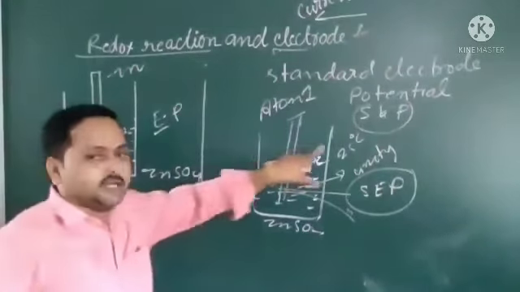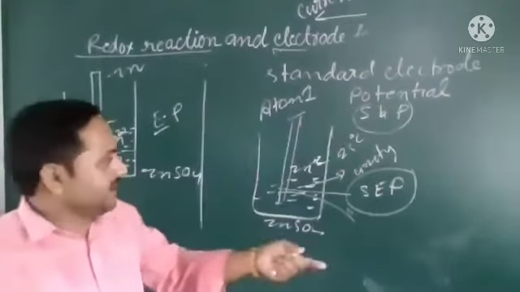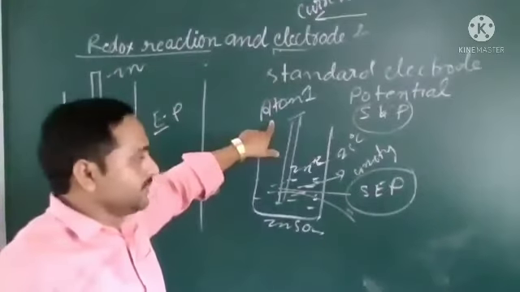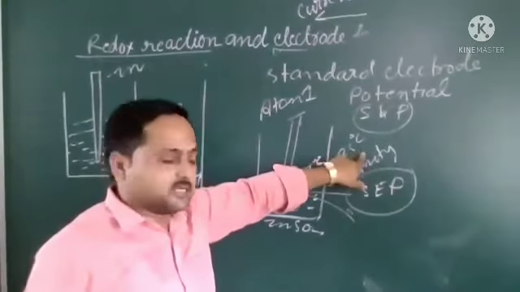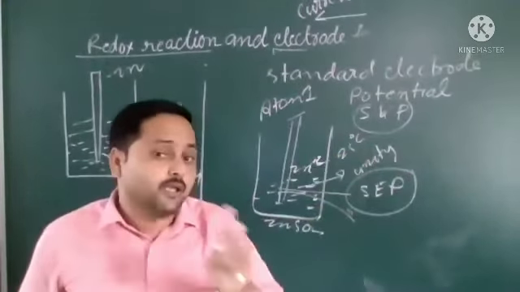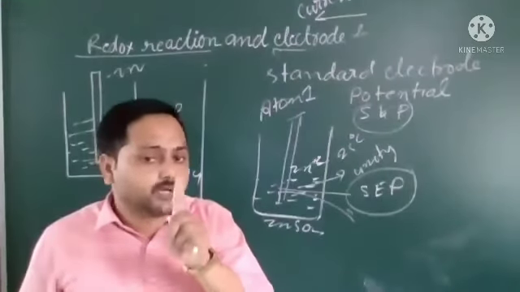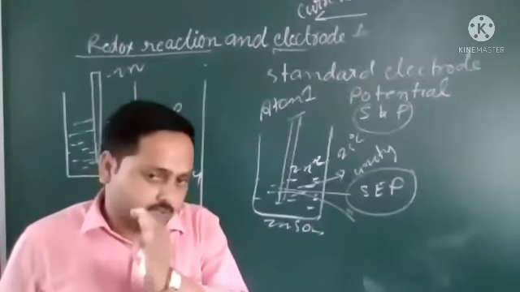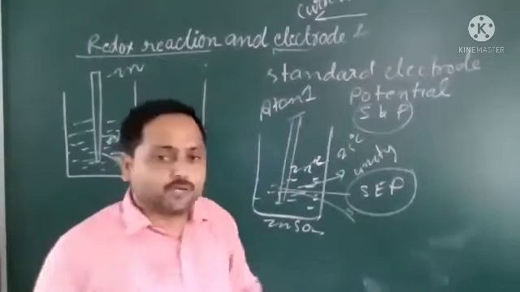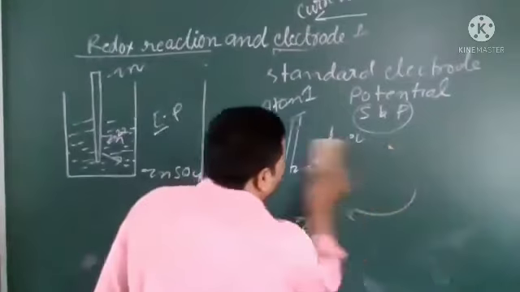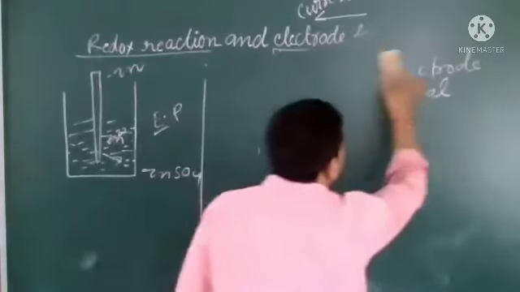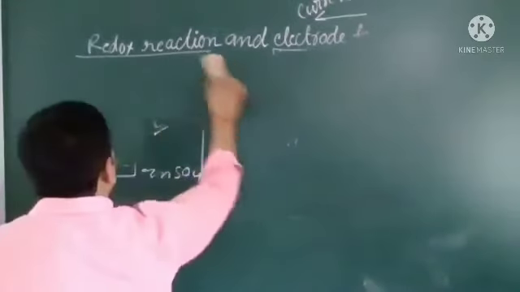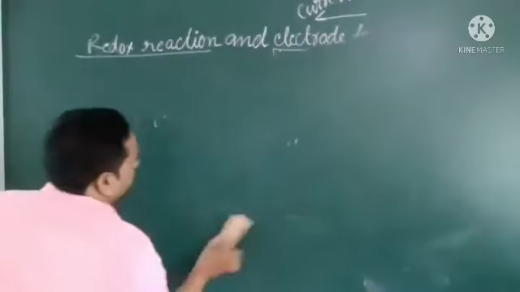This is electrode potential, and that is standard electrode potential. One more time I will revise: pressure 1 atmosphere, temperature 25 degrees Celsius, and concentration of salt should be 1, that is unit concentration. The potential developed between electrode and salt solution is known as standard electrode potential, and it is very useful for us and will help us in many ways.